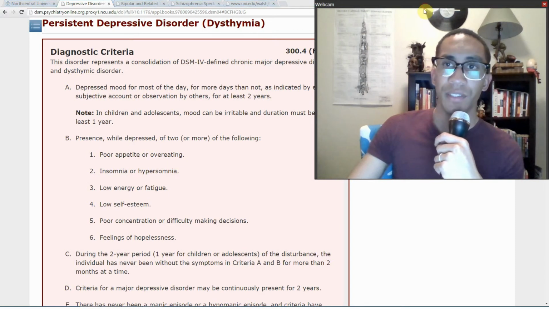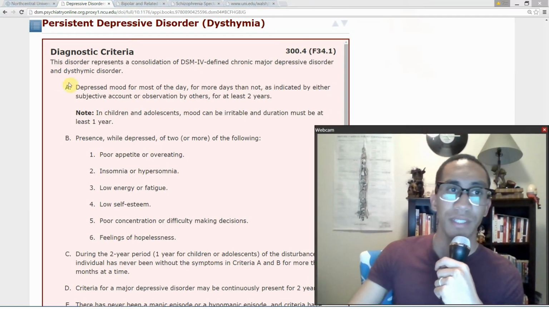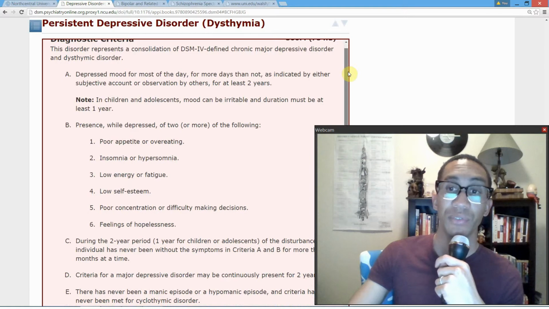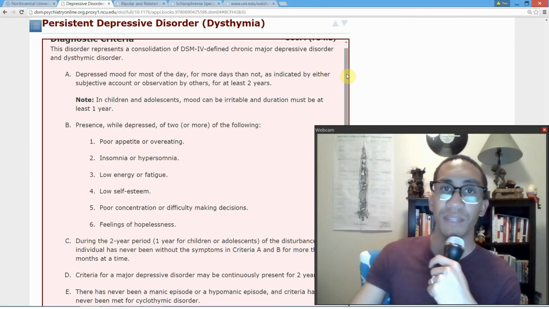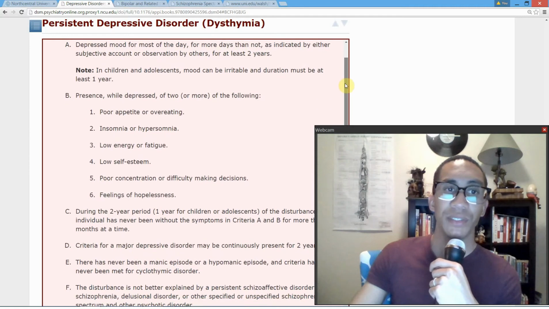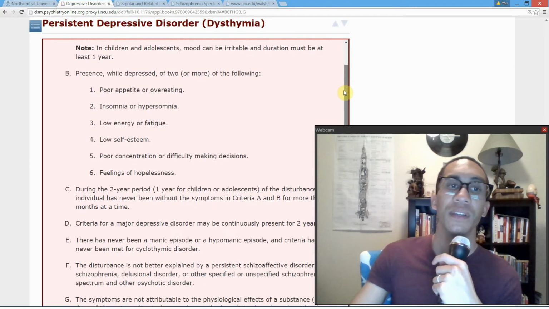So, just a brief overview of the clinical criteria. Criterion A: depressed mood for most of the day, for more days than not, indicated by either subjective account or observation by others, for at least 2 years. I definitely think that fit because of what others were saying, her husband and even herself, about the length of time she's experienced her depression. Criterion B: presence while depressed of 2 or more of the following.